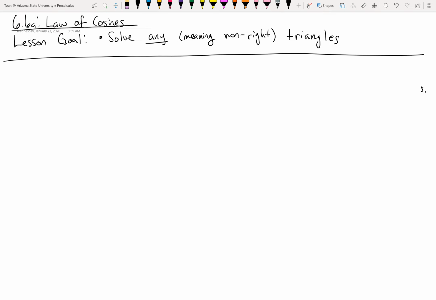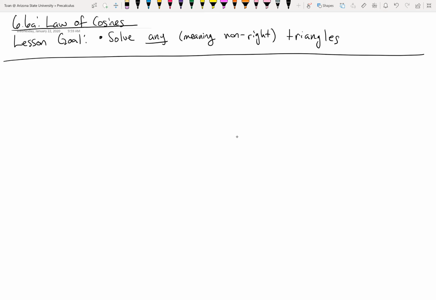So 6.6a will be about the law of cosines, and it is a natural progression from 6.5, which is the law of sines. We spent a couple of days on law of sines, and it's only natural to be curious. Gee, if there's a law of sines, I wonder if there is a law of cosines, and indeed there is.